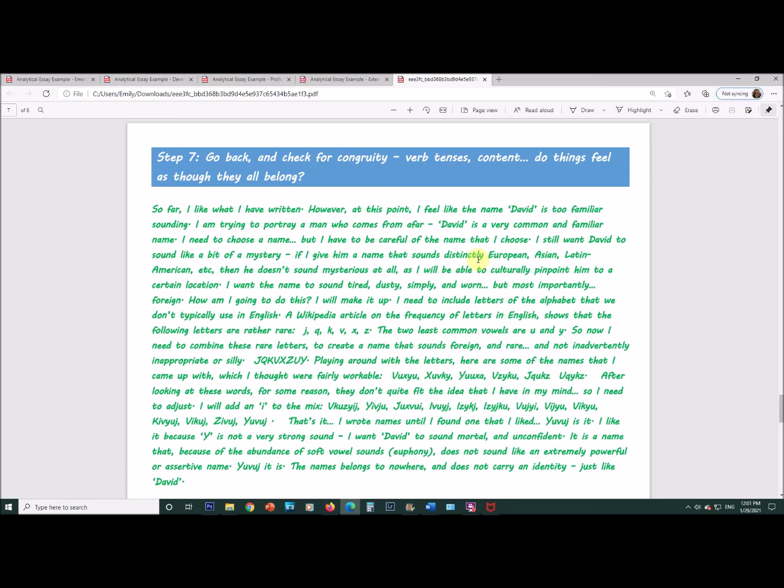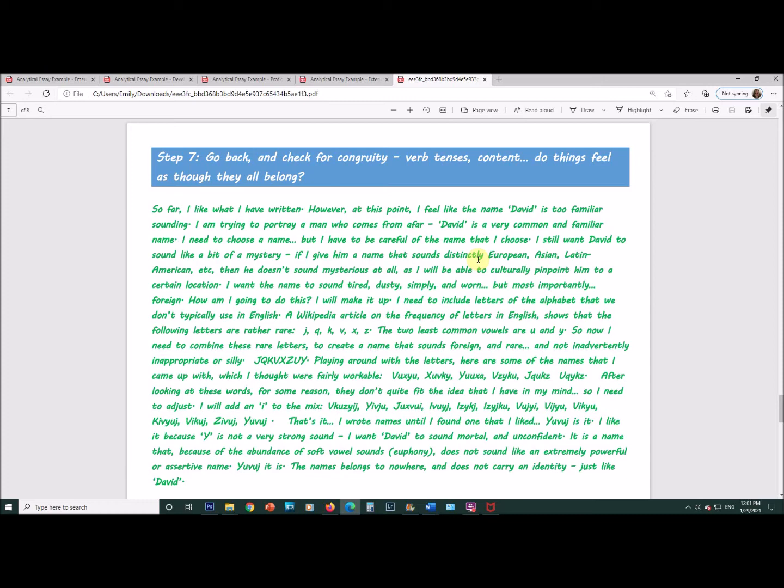If I give him a name that sounds distinctly European, Asian, Latin American, etc., then he doesn't sound mysterious at all, as I will be able to culturally pinpoint him to a certain location. I want the name to sound tired, dusty, simple, and worn, but most importantly, foreign. How am I going to do this? I will make it up.